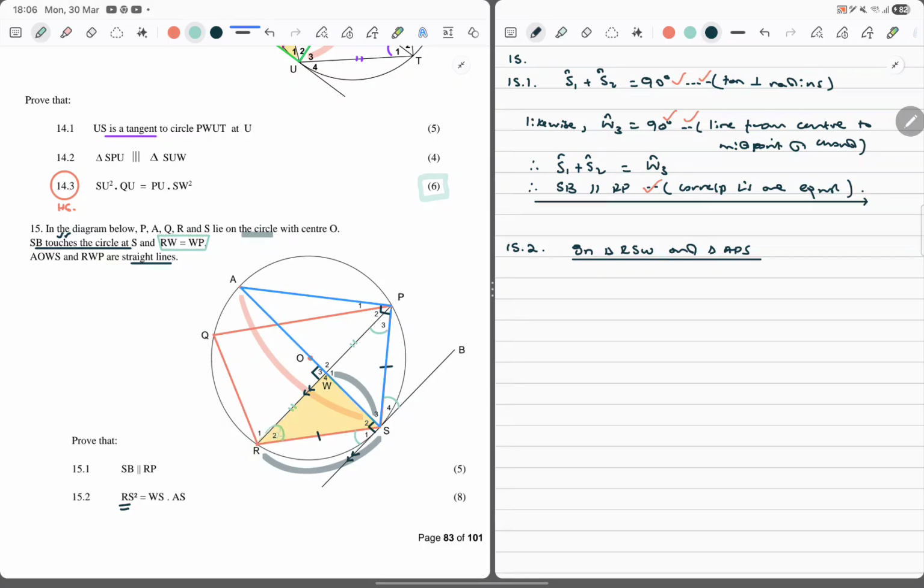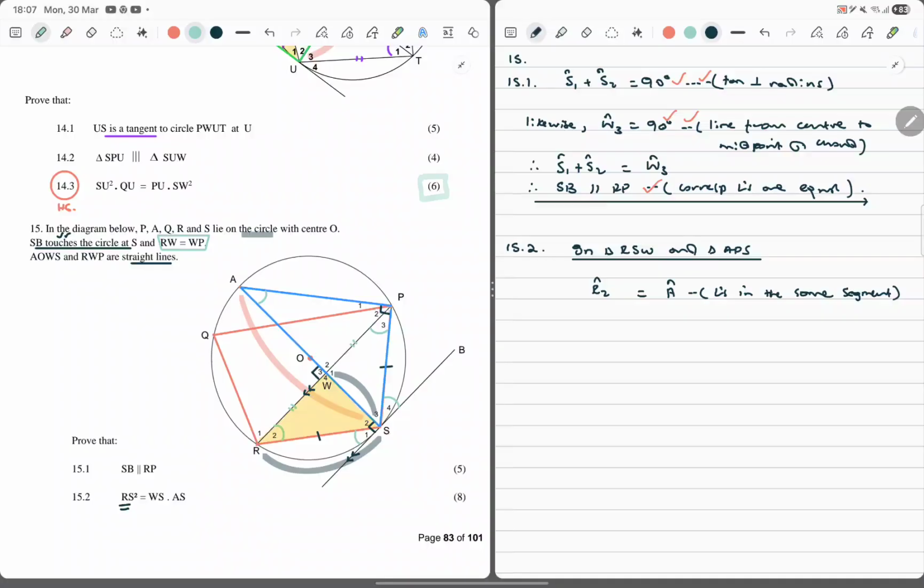So what do we know, guys? We know that angle R2 is equal to angle A. These are angles in the same segment subtended by chord PS or arc PS. Okay, that's the first one. So we can say R2 from the small triangle is going to be equal to angle A in the big one. These are angles in the same segment. Okay, easy.